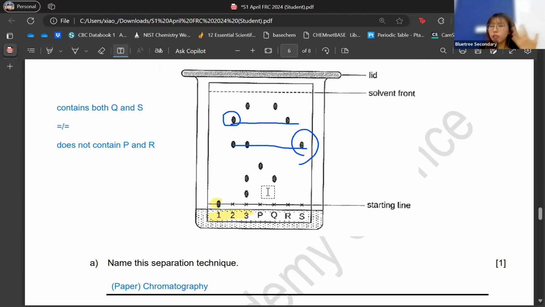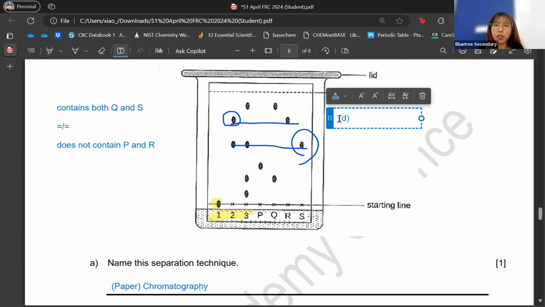So you see, you understand the separation technique. How do we separate all of these components in the sample? It is based on solubility. That means the samples must first be soluble, then there will be a separation. So if for sample 1 there's no separation at all, it stays on the starting line as before, it means that sample 1 is insoluble.